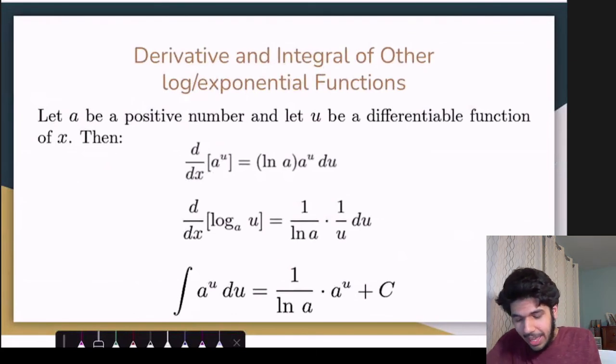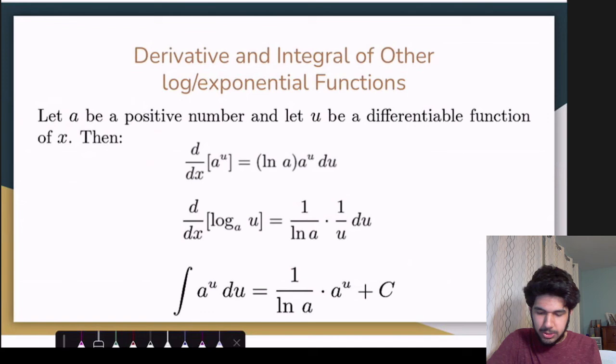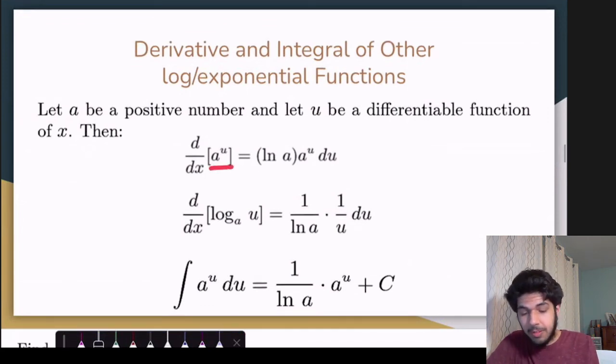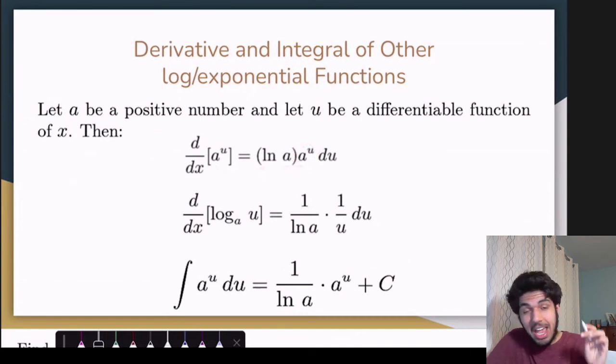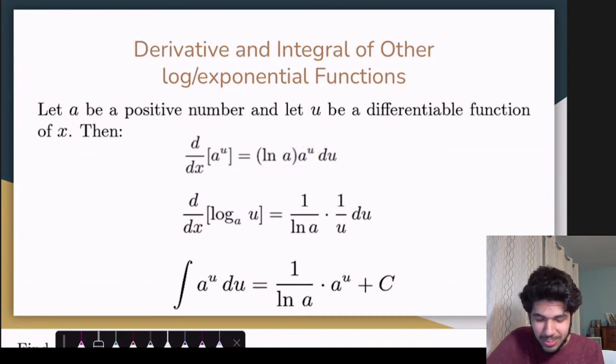So now we'll let a be a positive number, and u is still a differentiable function of x. Then, the derivative of a to the u is ln of a times a to the u du. So it's very similar to e to the u, in that we still have that term there. Now we just multiply by ln of a. And I want to see if you can prove to yourself why this is true.